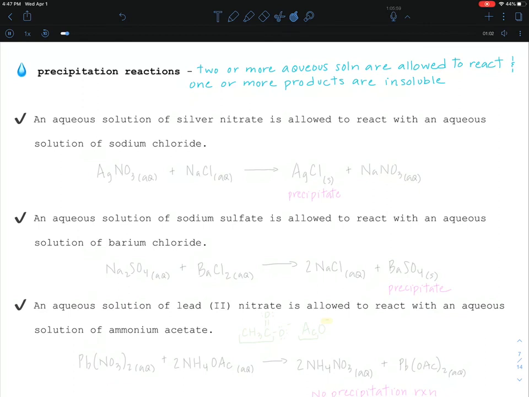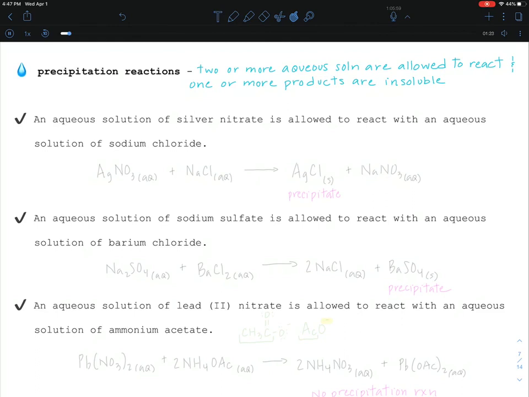You need to predict your products, and you need to visit your solubility chart and predict which of these products is actually going to be insoluble. If you have one, then you have a precipitation reaction. That solid will be the precipitate. It will be the solid that precipitated from solution, the insoluble product.